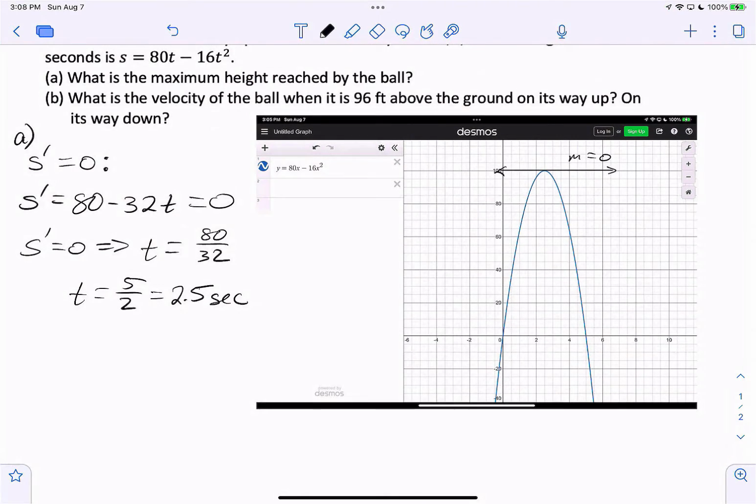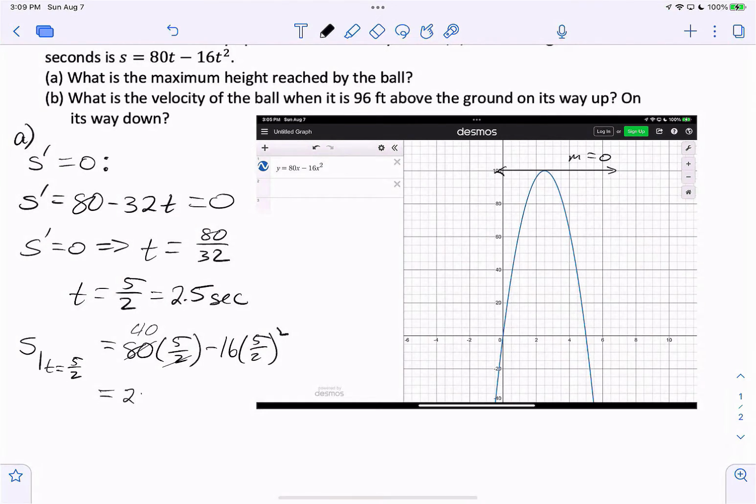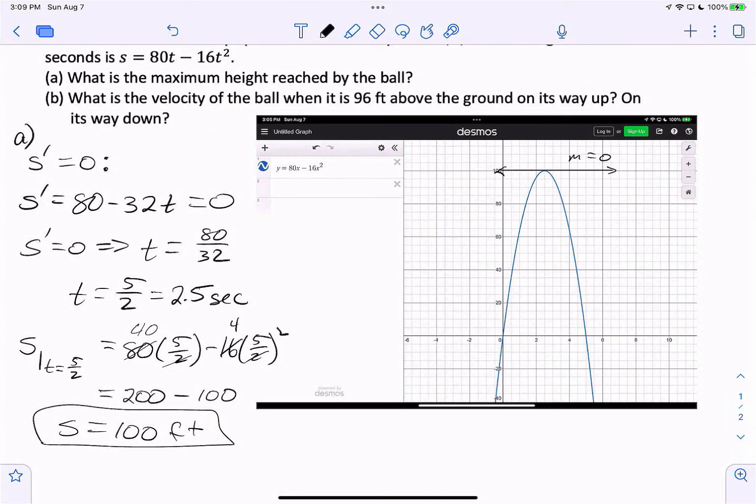What we need is s evaluated at t equals 5 halves. And that's going to be 80 times 5 halves minus 16 times 5 halves squared. 2 into 80 is 40. 40 times 5 is 200 minus, this now becomes 25 over 4, right? So 4 divides into 16 4 times. 4 times 25 is 100. Of course, s is equal to 100 feet. We knew that from the picture, but now you know how to find it.